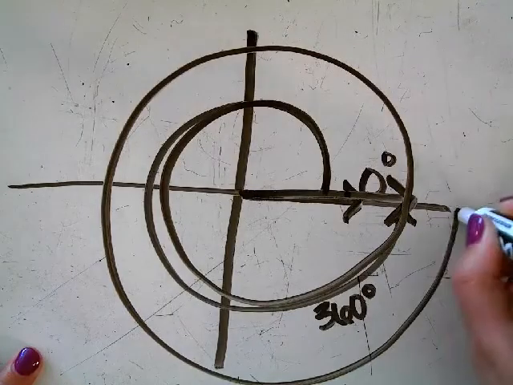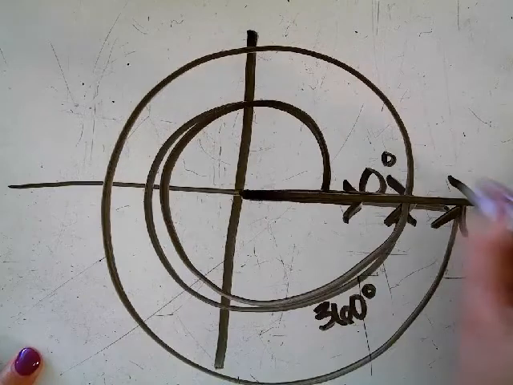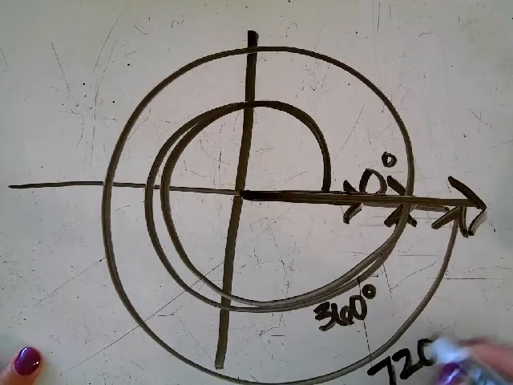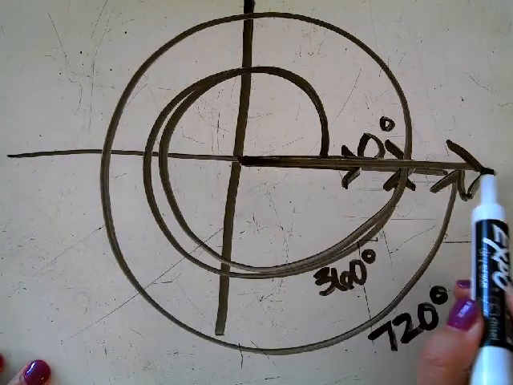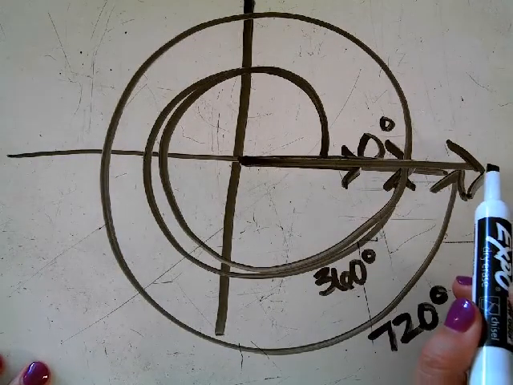And the name of those, when they end up in the same spot, is what? Starts with a C. Coterminal. They're the same thing. They end up in the same spot. Okay, let's find another coterminal angle.